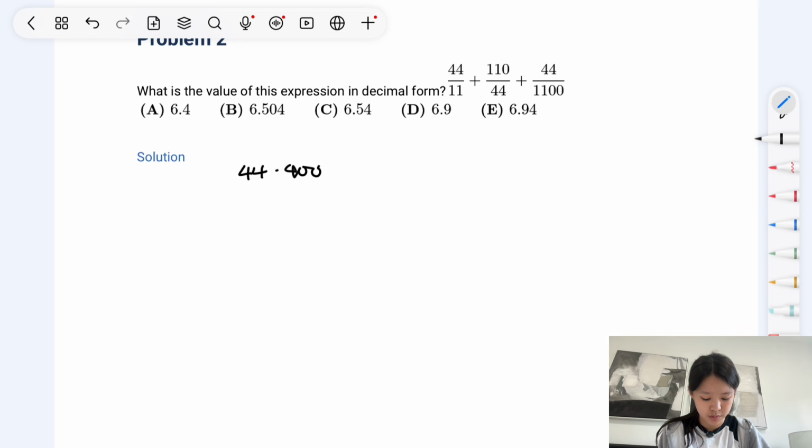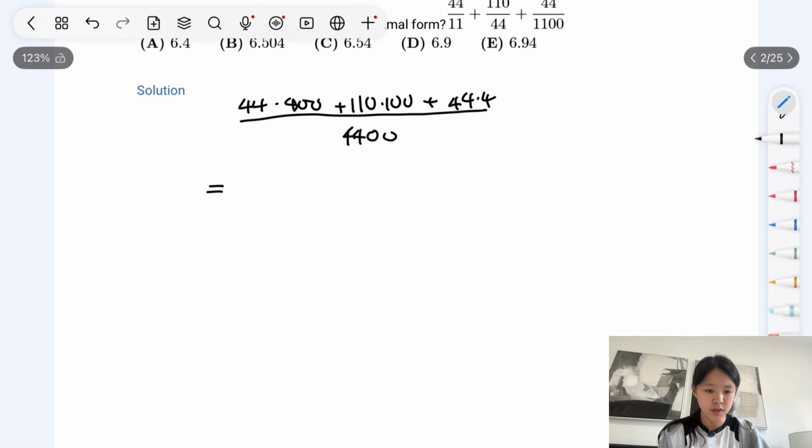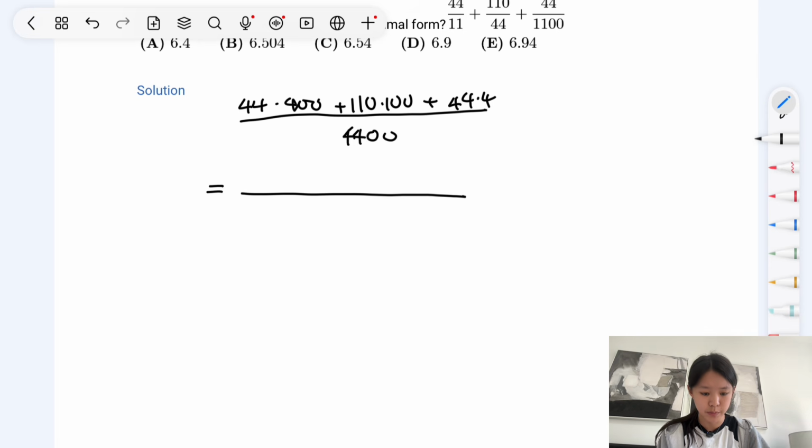Then you get 44 times 400. If we take the denominator to be 4,400, then we have that, and then 110 times 100, and 44 times 4. So before going ahead and multiplying everything out, you can divide 4 from the top and the bottom. So we get 11 times 400, and 110 times 25, and then 44 times 1 over 1,100.